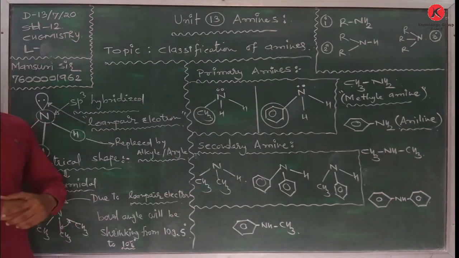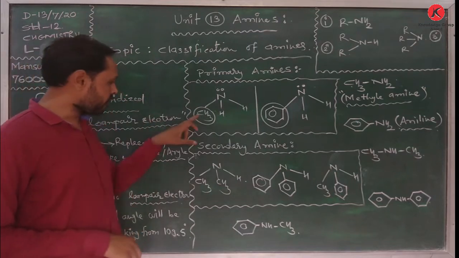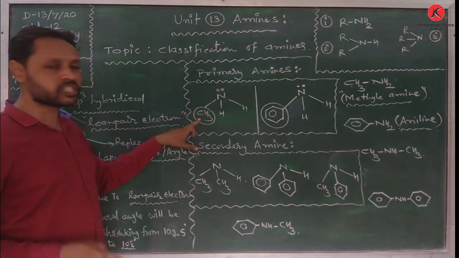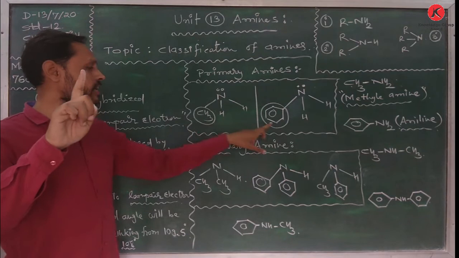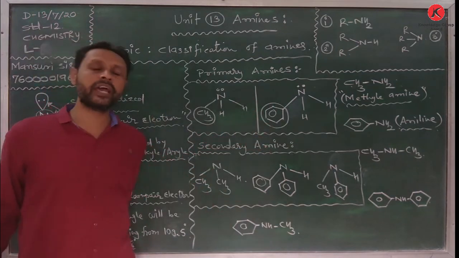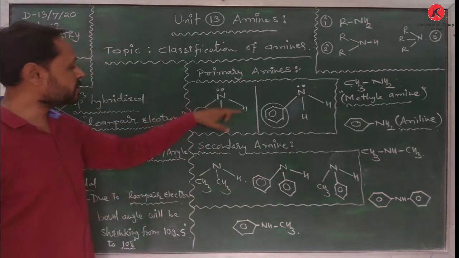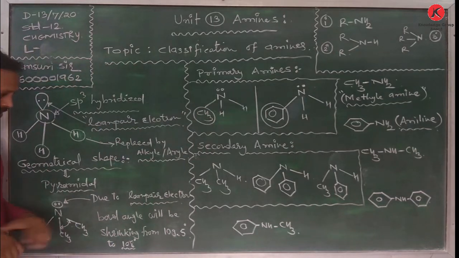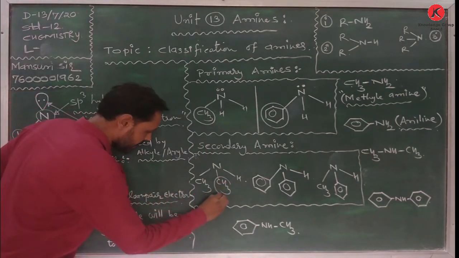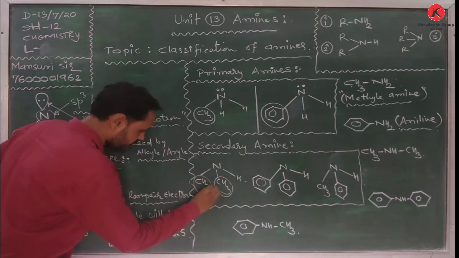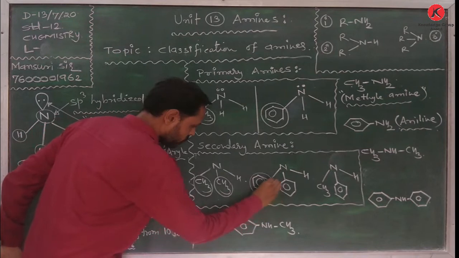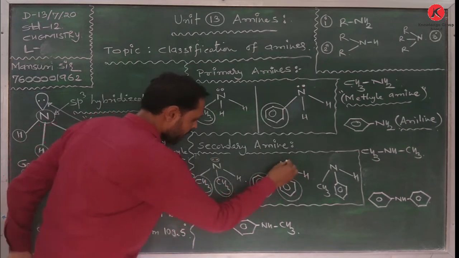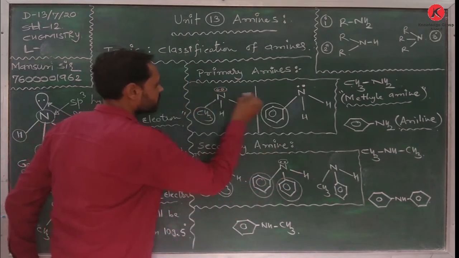So, the definition of primary amine: if one hydrogen of ammonia is replaced by one alkyl or one aryl group, then the compound is known as a primary amine. This is methylamine, this is phenylamine. Thereafter, secondary amine. You can see two methyl groups present here, two phenyl groups here, and the non-bonding pair is given. You can write this structure.